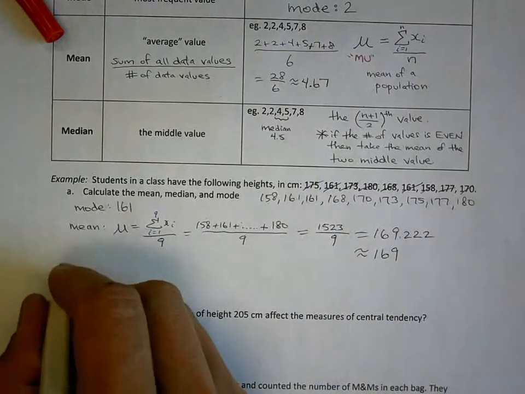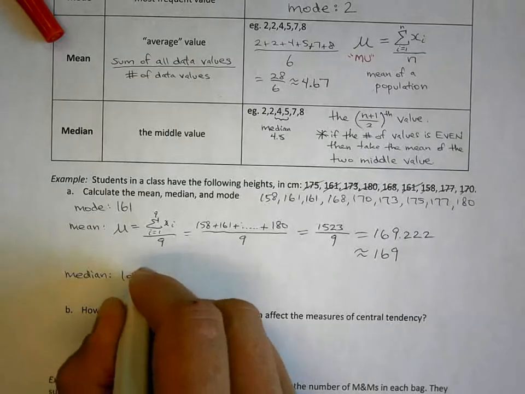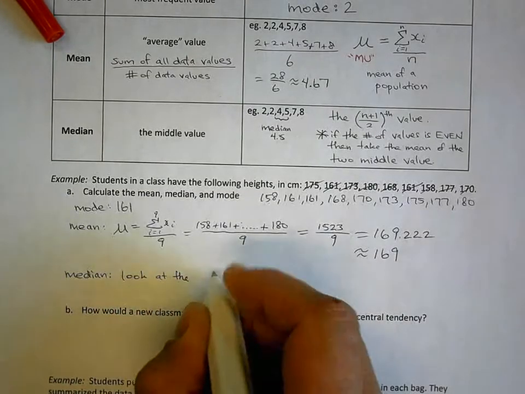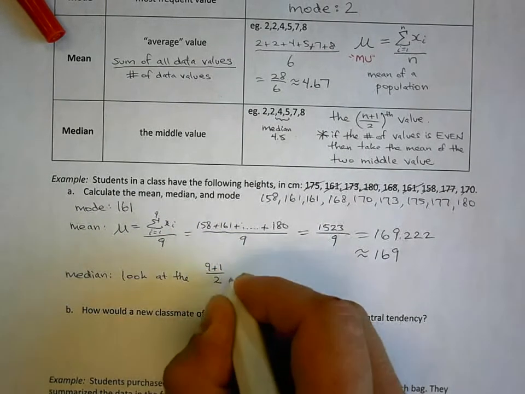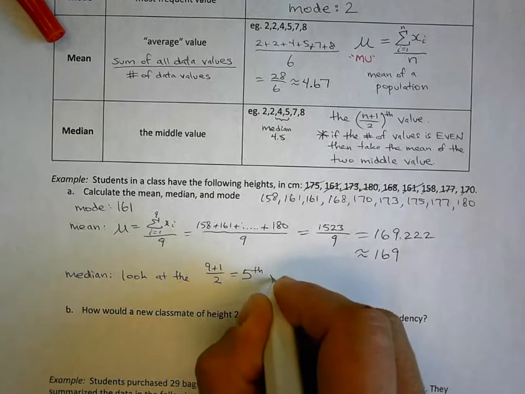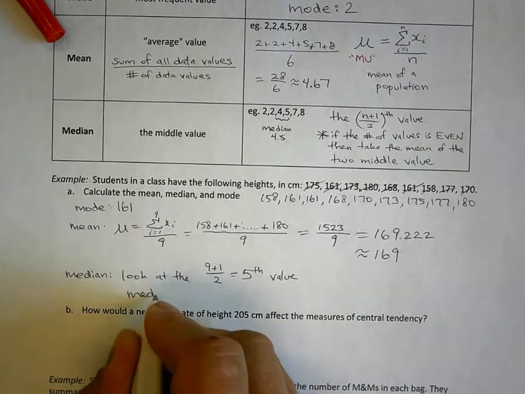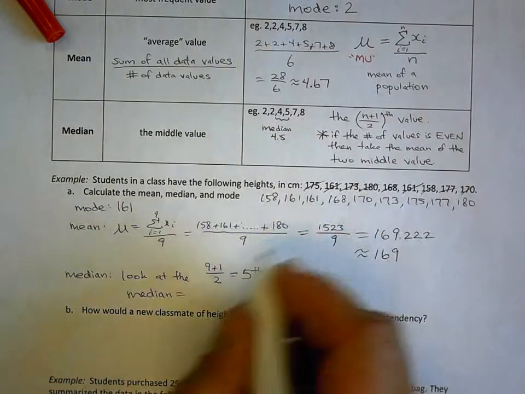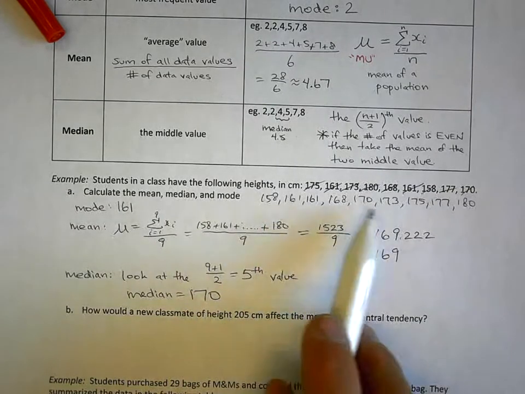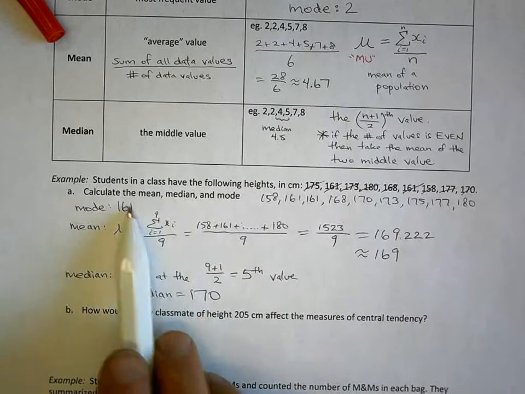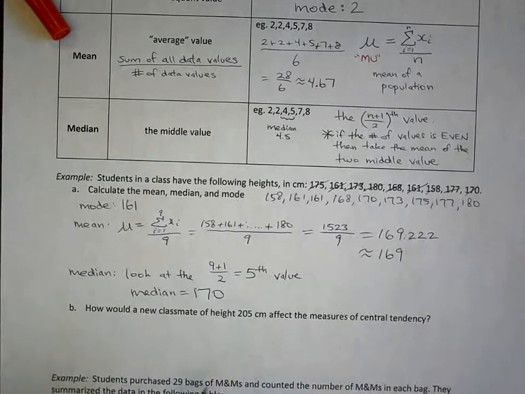The third way is the median. To do this, we have to look at the (n plus 1) divided by 2 value. There are 9 values, so that's 10 divided by 2, the 5th value. 1, 2, 3, 4, 5. So the median is 170. The median is not 5, it's the 5th value. So I count in order and get the 5th value. Notice these are all different, right? They're all ways of measuring the central, the middle of this data set.